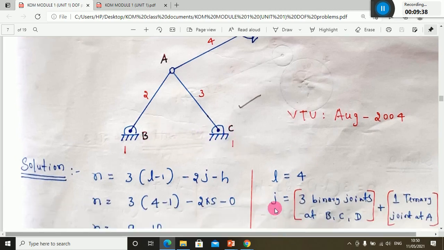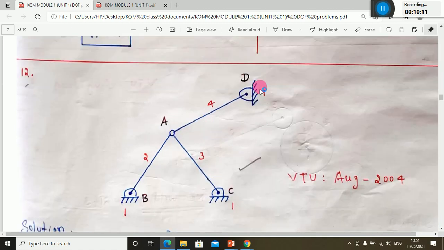J is equal to... Just take a note. If 2 kinematic links are joining at a single point, for example, first link and second link are joining at point B, this point B is considered as a binary joint. Here also at point C, kinematic link first and kinematic link third are joining at the same point. Only 2 kinematic links are joining at point C, so this is also a binary joint. And again at point D, there are 2 kinematic links, the first one and the fourth one. So this is also a binary joint.